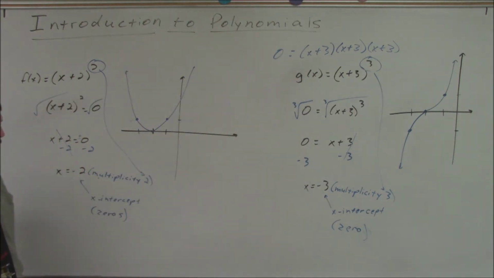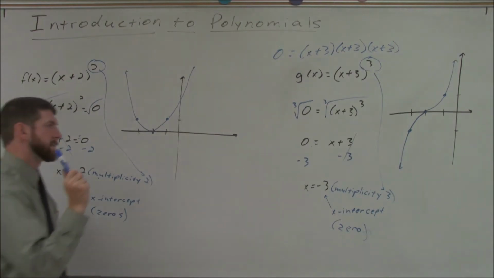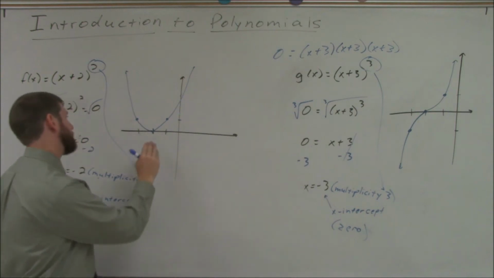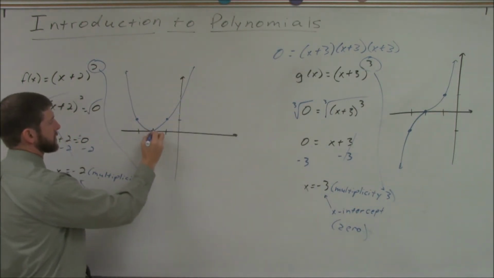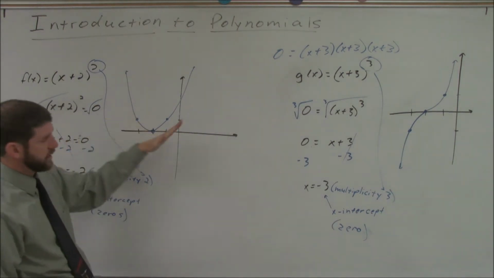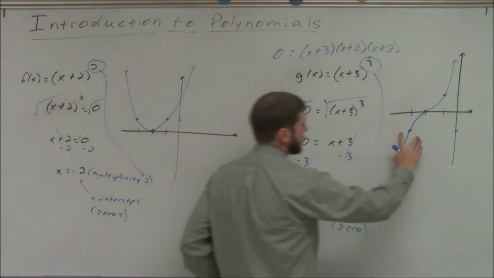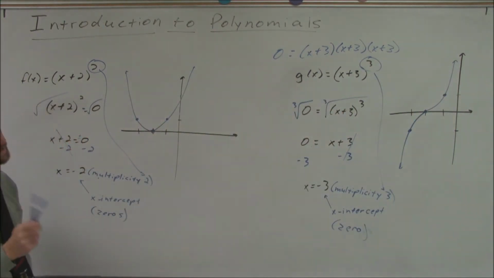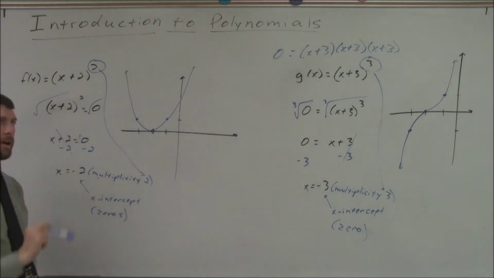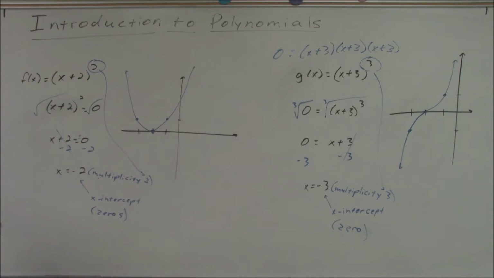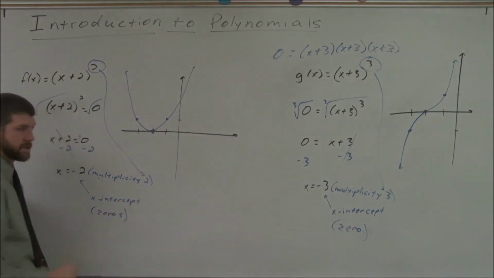But the real thing we need to pay attention to is, why is this x-intercept a pass-through x-intercept and this x-intercept a bounce-off x-intercept? We didn't pass through the x-axis right here. We touched the x-axis and turned back around. This x-intercept we passed through. So what can tell me when I'm going to turn around at an x-intercept and when I'm going to pass through an x-intercept? That's really, really important. And the thing that tells us that is the multiplicity.